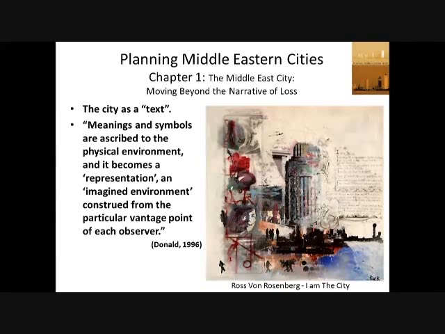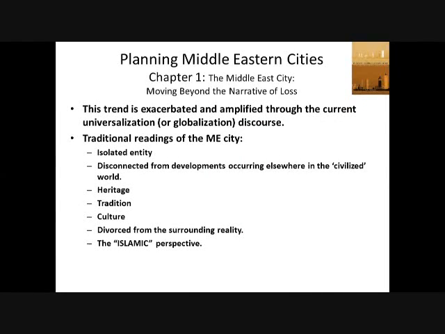So he introduces in this book a metaphor of how to read the city as a text, as if it's a book. We read the meanings and symbols, it becomes a representation, an imagined environment construed from the particular vantage point of each observer. So he presents the reading of the city as a text. Everything you find in the city, streets, buildings, roundabouts, art, everything has a meaning, and there are many meanings embedded in it.